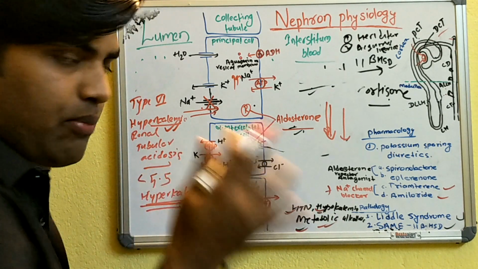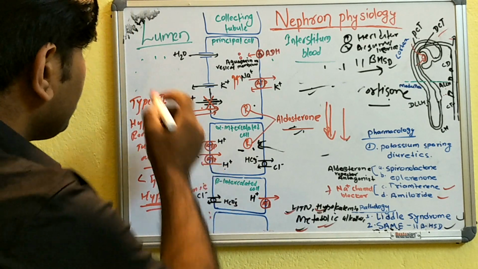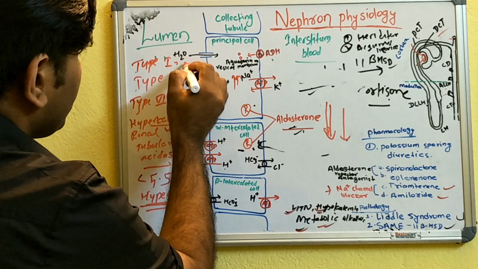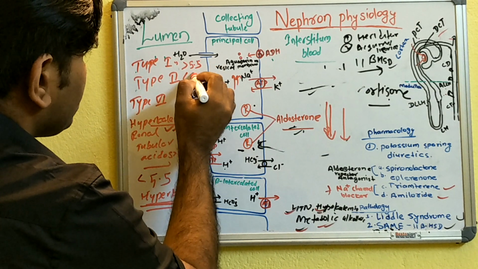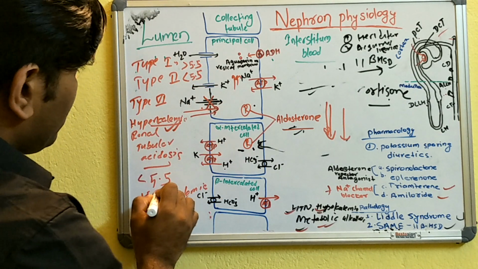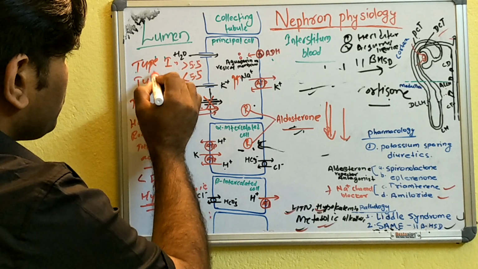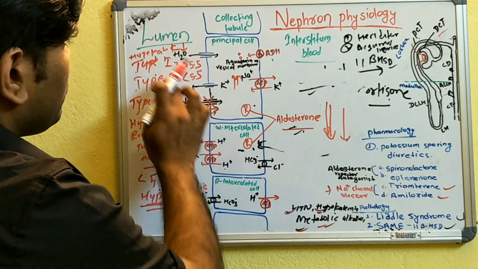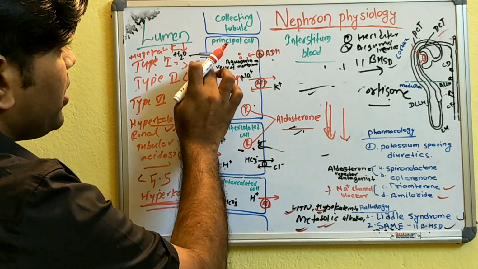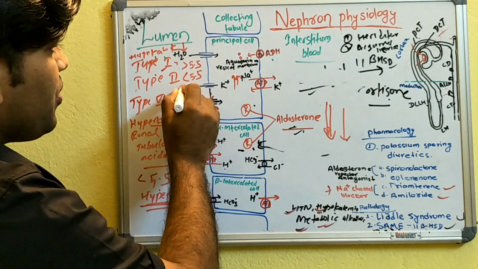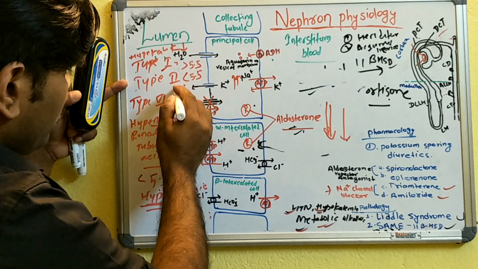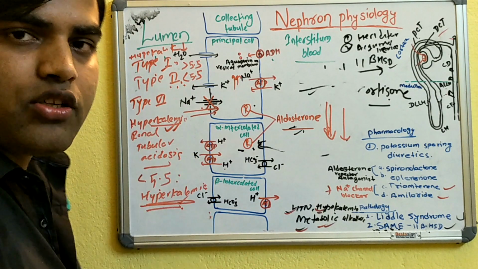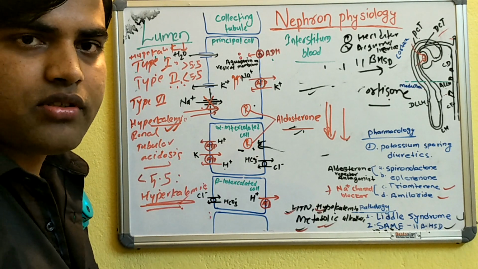So I hope you have understood type 1, type 2 and type 4. The differentiation is: type 1 is the distal type, type 2 is the proximal type. In type 1, urine pH is greater than 5.5, in type 2 urine pH is less than 5.5, and in type 4 also pH is less than 5.5, but in types 1 and 2 there is hypokalemia. Potassium is low in both, but how can you differentiate? By urine pH: it is high in type 1 and low in type 2. In type 4 there is hyperkalemia. In this way we can differentiate the renal tubular acidosis. Okay.